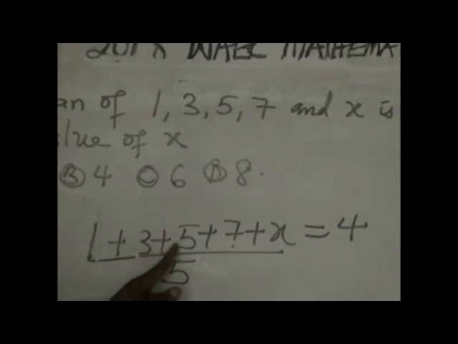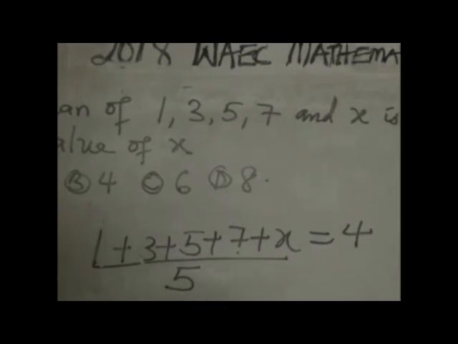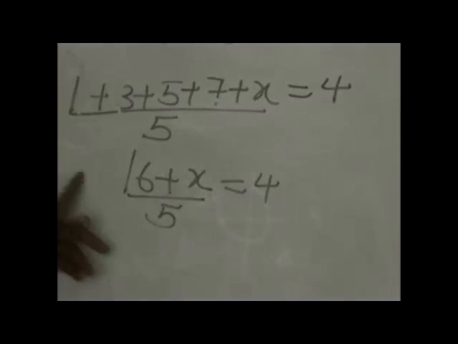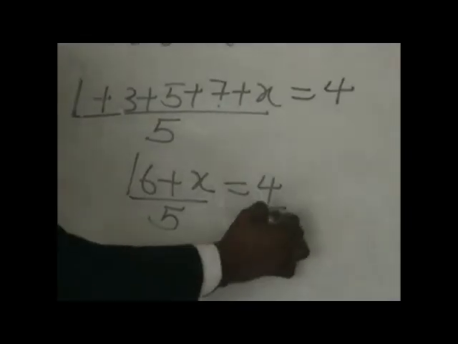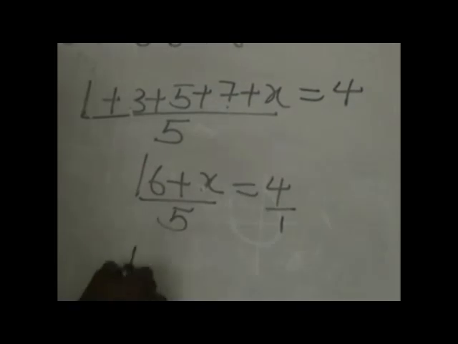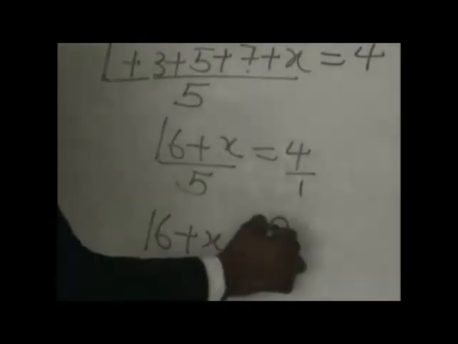So now we have to find the value of x. So what we do, add up. This plus this is 4, plus this. Everything there gives us 16. So 16 plus x over 5 equal to 4. The next thing you do is to cross multiply. Cross multiplying, you have 16 plus x times 1 will give us 16 plus x. Now 5 times 4 will give us 20.